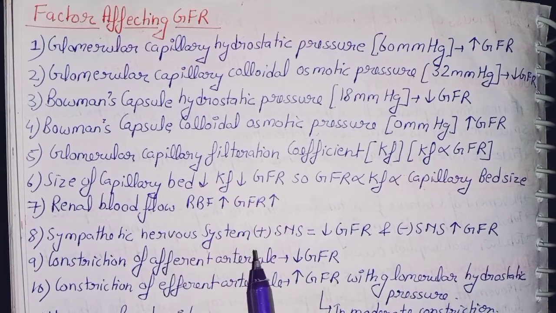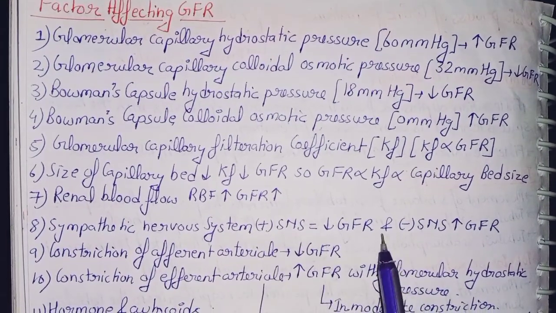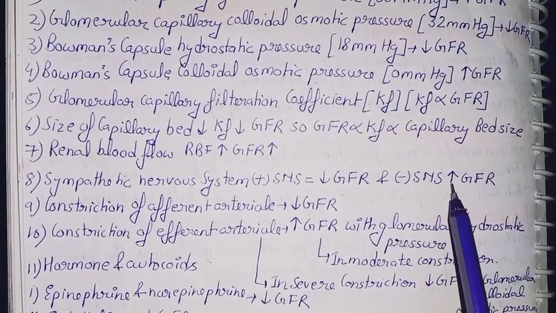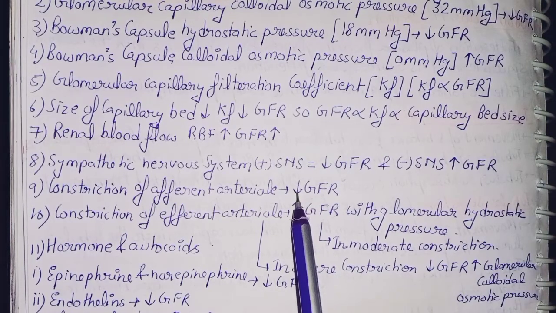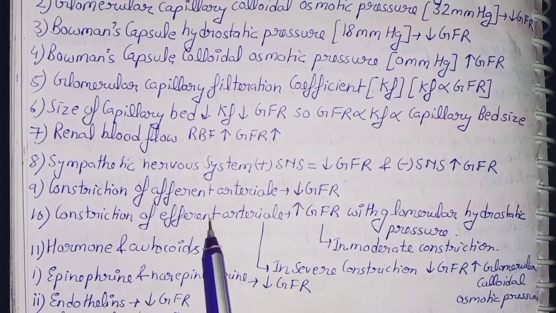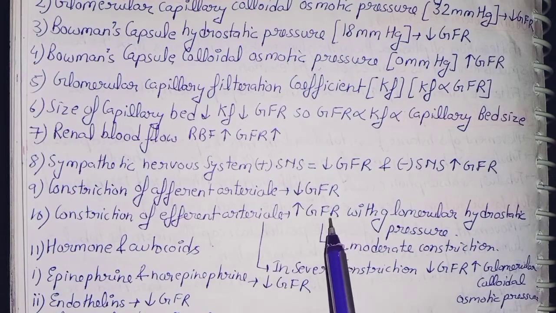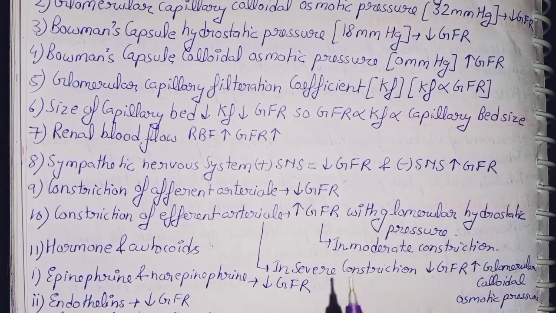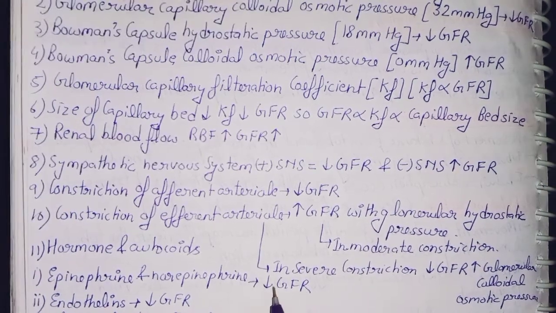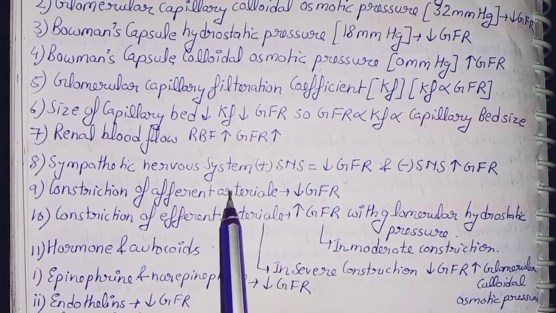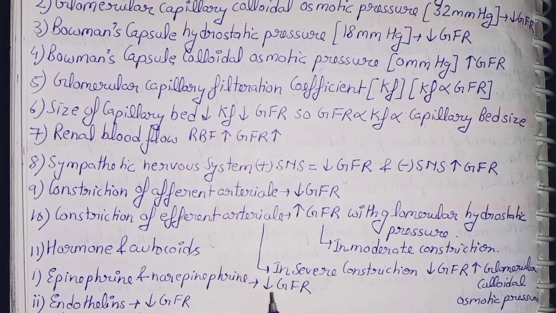If the sympathetic nervous system shows positive stimulation, then GFR will decrease, and if it gets inhibited, then GFR will increase. Constriction of the afferent arteriole: GFR will decrease. However, constriction of the efferent arteriole: GFR will increase. With glomerular hydrostatic pressure, in moderate constriction it will increase, and in severe constriction it will decrease. So afferent arteriole constriction will decrease GFR, and efferent arteriole constriction will also decrease it, but only in severe constriction. In normal or moderate constriction, it will increase the GFR.